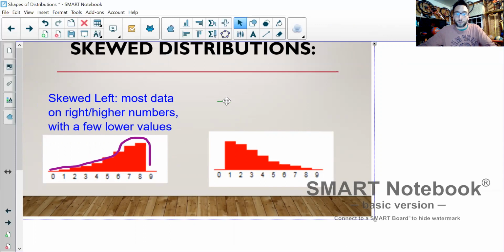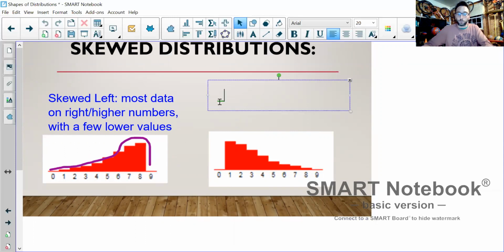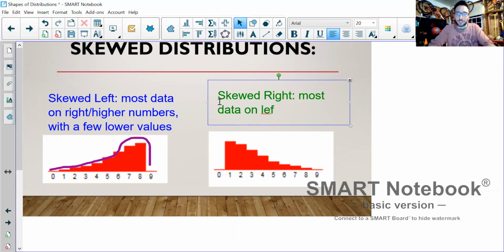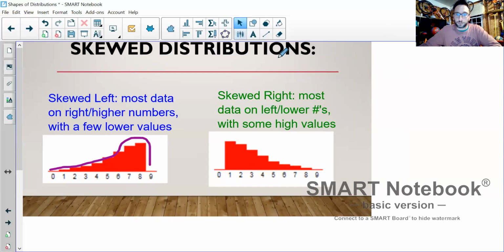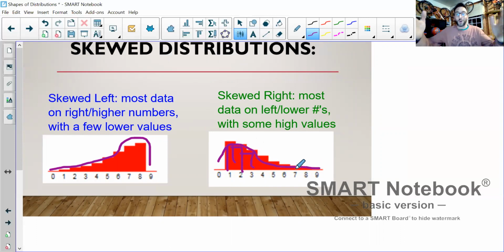Whereas over here, if we have a distribution that is skewed right, the opposite is true. The majority of our data, most of our data, is on the left, in the lower numbers, with a few high values. And that's what we see in this graph: our highest frequencies, our tallest bins in the histogram, are over on the left, with shorter ones and fewer high values. So hopefully you decided that you would rather see our test scores as skewed left.